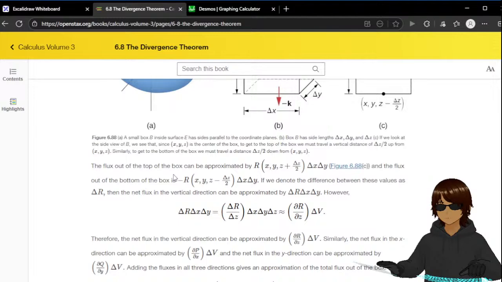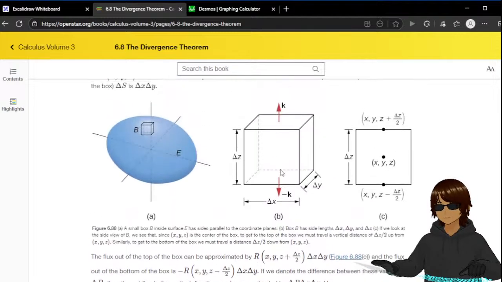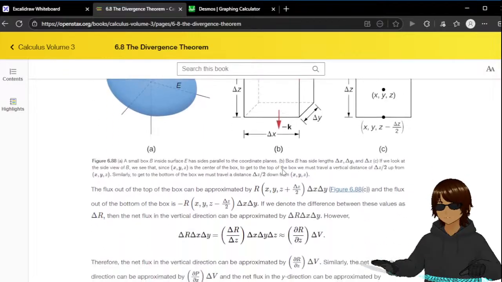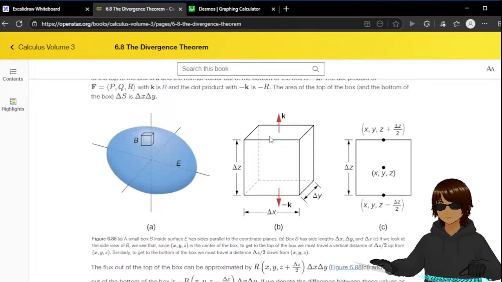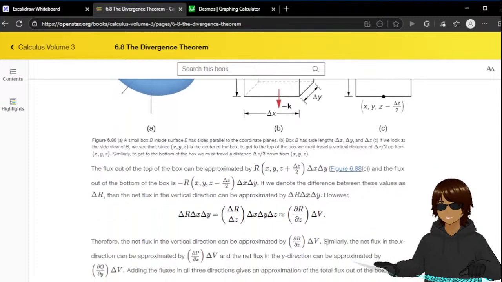The flux out of the top of the box can be approximated by F at (x, y, z plus delta z over 2), times delta x, delta y. So F times this, the flux out of the top of the box, is this, times delta x times delta y.